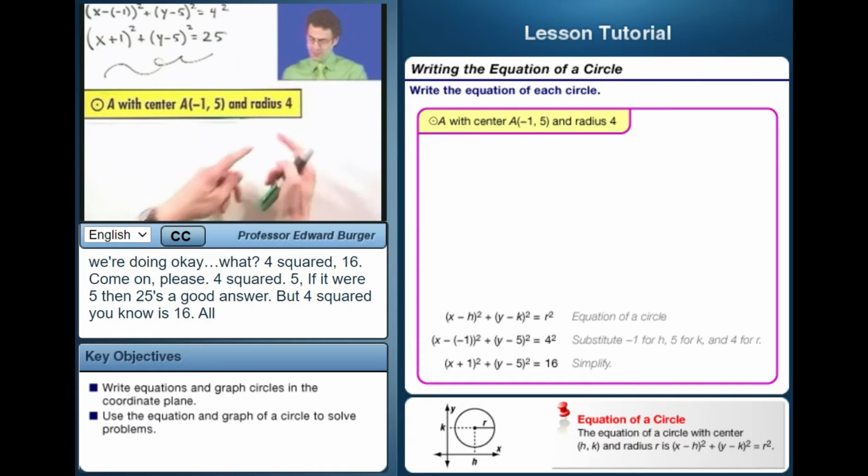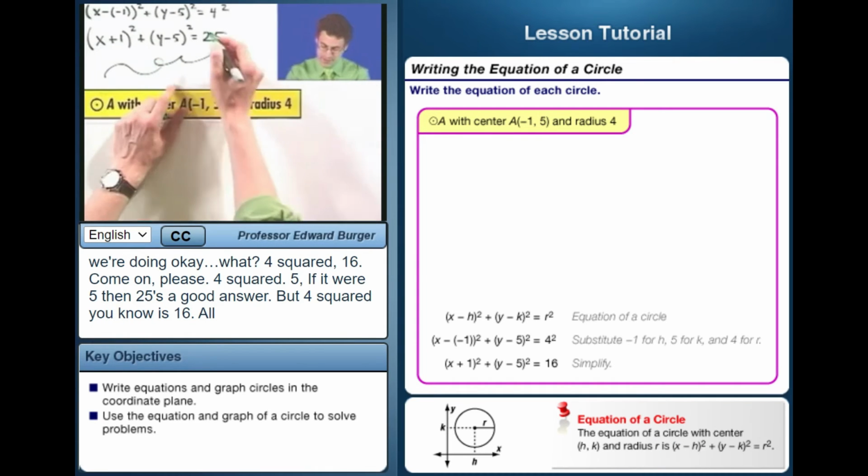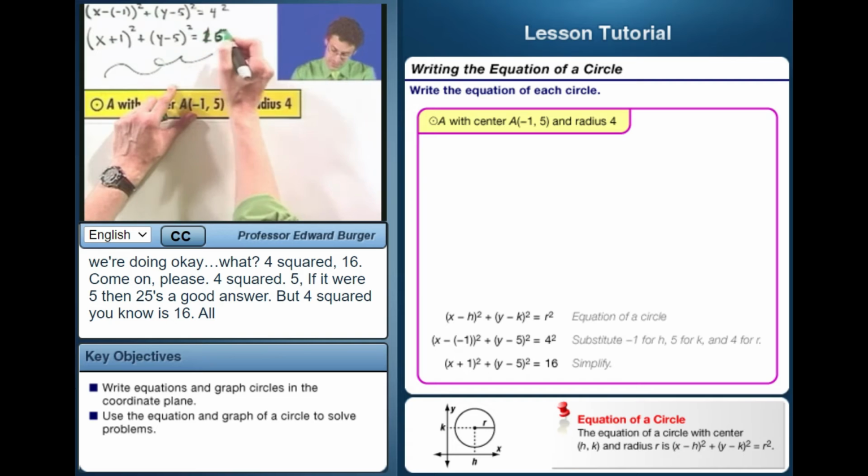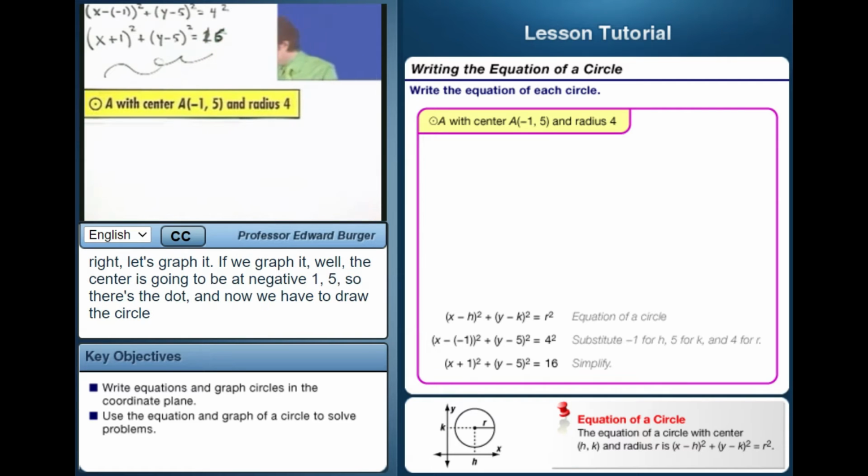Let's see if we're doing OK. What? 4 squared, 16. Come on. 4 squared, if it were 5, then 25 is a good answer. But 4 squared, you know, is 16. All right, let's graph it.